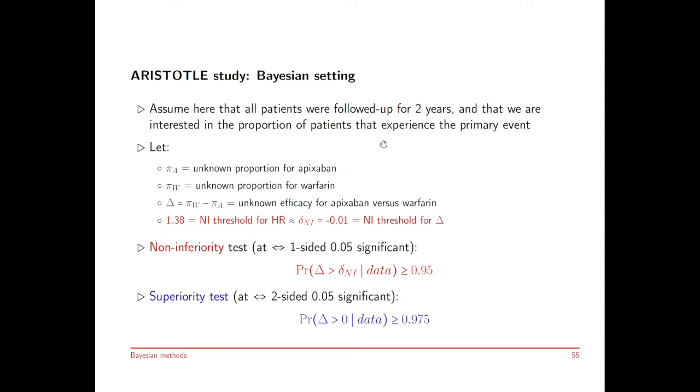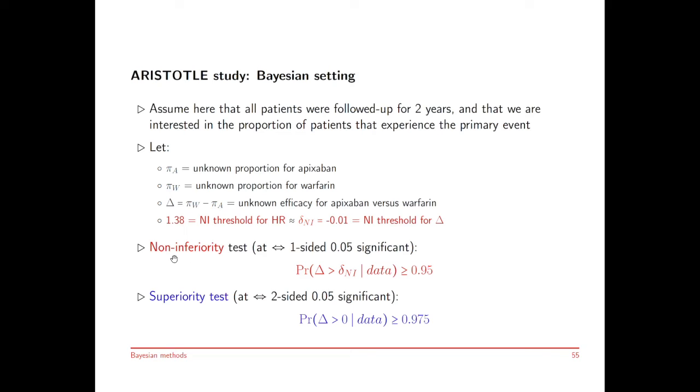Now, for our Bayesian calculation, and to make life a little bit simpler, we assume that all patients were followed up for 2 years, and that we are interested in the proportion of patients that experience the primary event. So we have pi_a, the unknown proportion for apixaban, pi_w, the unknown proportion for warfarin, and delta, the unknown efficacy of apixaban versus warfarin. The 1.38 non-inferiority threshold for the hazard ratio is translated into a difference, a delta non-inferiority of minus 0.01.